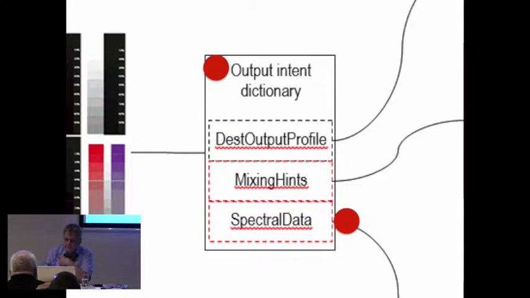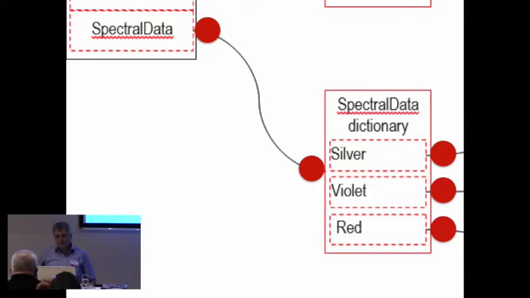So this is the output intent dictionary, and it could contain a spectral data entry, and in the spectral data dictionary you would have entries for the spot colors in your PDFX file. So the measuring data? The measurement data. There's no processing involved? So far, measuring data. So far just the data. Yeah. So in this example file we have 3 spot colors. They are called silver, violet and red.